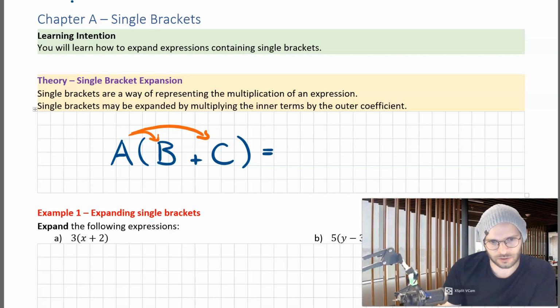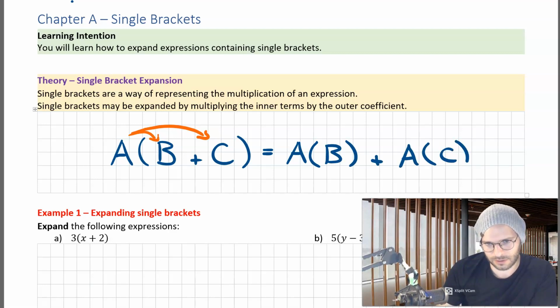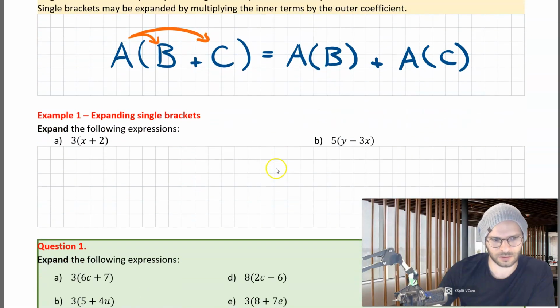Now, as a consequence of this, what will happen is we have a and it's going to multiply with b, plus a multiplying with c. So this is the rule we're going to use when we expand single brackets. Let's have a look at how we can put it to purpose.